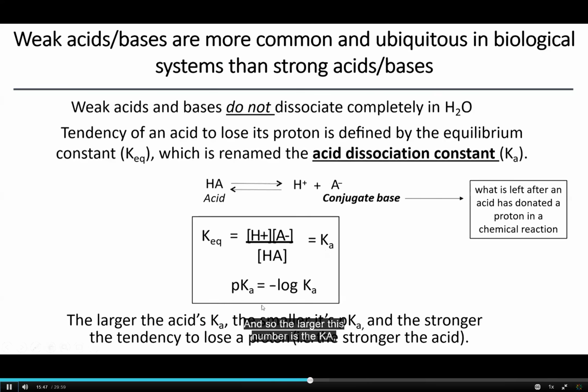And so the larger the Ka, the smaller its pKa, because these are inverse of each other. And the smaller the pKa, the stronger the tendency to lose a proton, or the stronger the acid. So if we're talking about a very strong acid like HCl, it would have a very, very small pKa. For other acids that are weaker acids, there can be a range of pKa's.